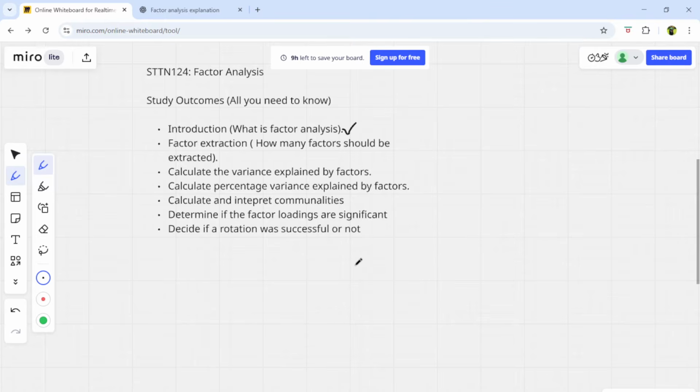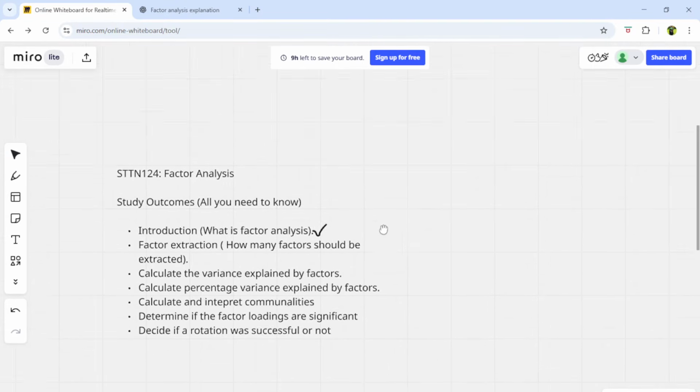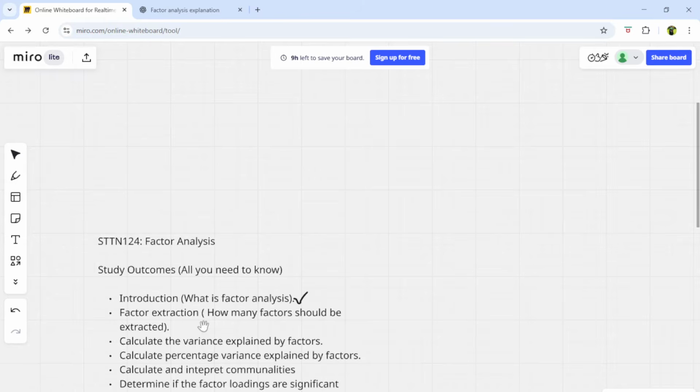So that is where factor extraction is going to come in, where you're going to determine how many factors should be extracted, basically meaning how many factors you should keep, and the rest of the factors you shouldn't keep, based on their importance. So to do that, we're going to look at this example. But before we do factor extraction, I want us to calculate the variance explained by factors and the percentage variance explained by factors.